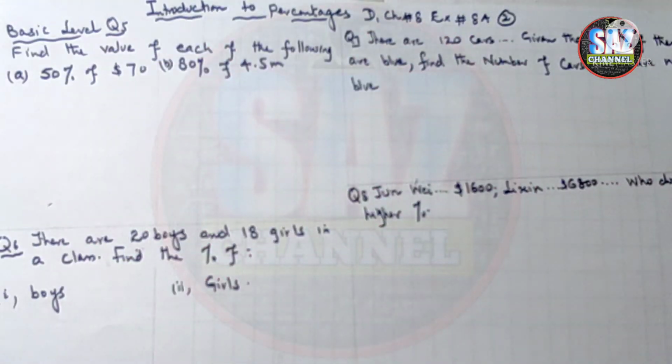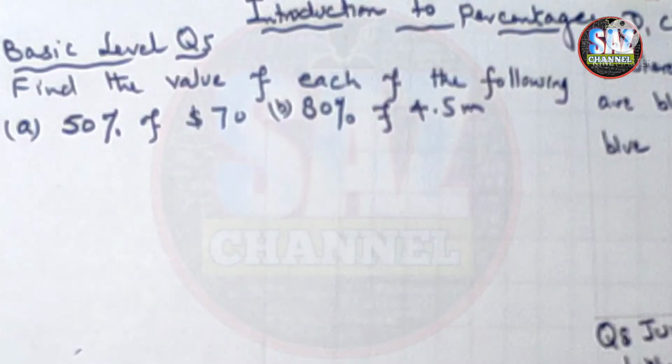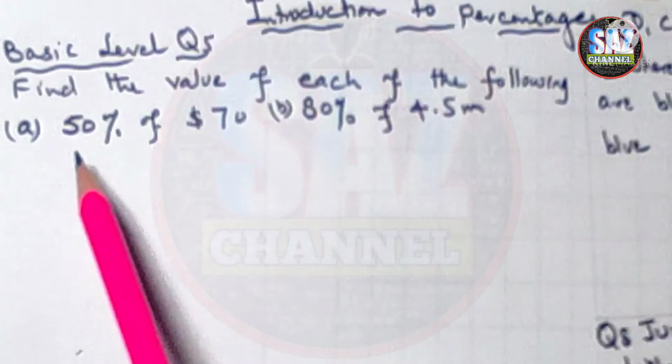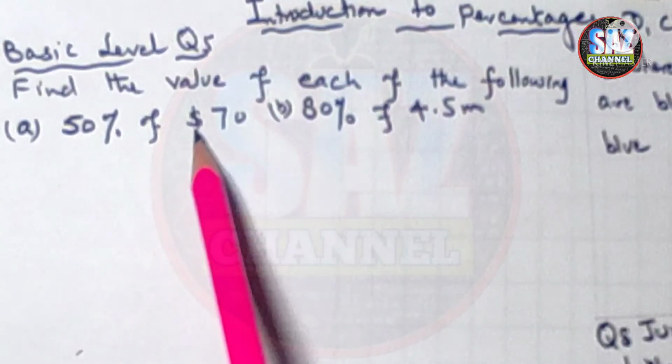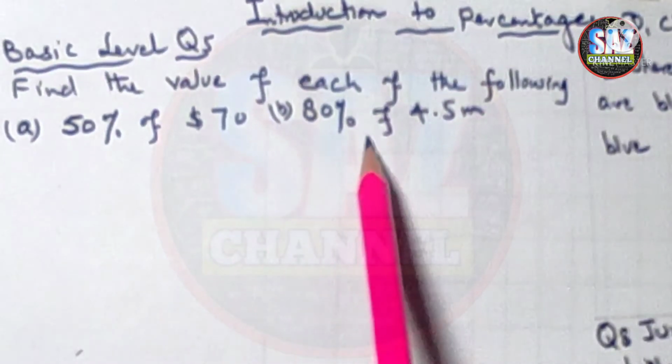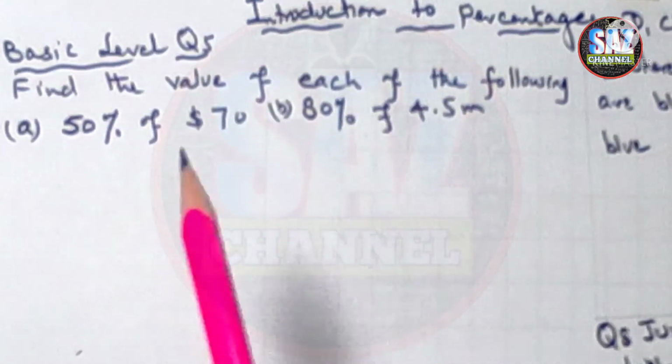This is my second lesson of Introduction to Percentages, D1, chapter number 8, exercise 8A. In this class, students, we will be discussing basic level question number 5. Let me read the question carefully from the book. Question 5 says, find the value of each of the following: 50% of 70 and 80% of 4.5 meters.